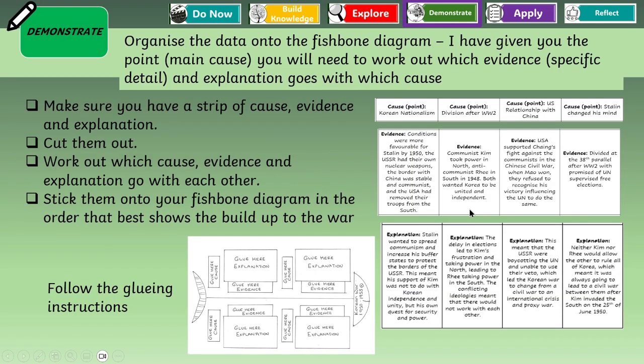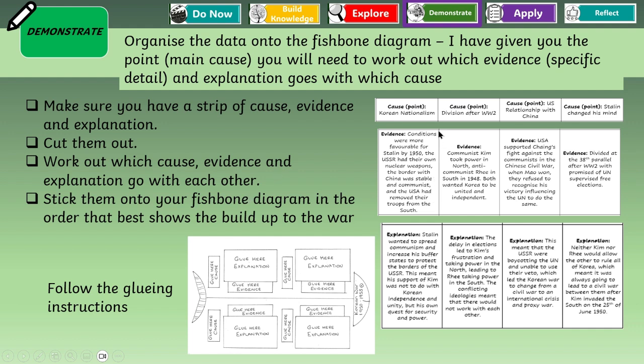Right, this is where you might want to go and have a look at the video to see what's going on, but I'll try and explain. You're going to organise your data onto this fishbone. You should have 3 sheets. They are not in the order that they need to be stuck down. I'm going to repeat again, they are not in the right order. I have muddled them up. Even though they look like strips, I muddled it up before I printed them. So make sure you have a strip of cause, a strip of evidence, and a strip of explanation.